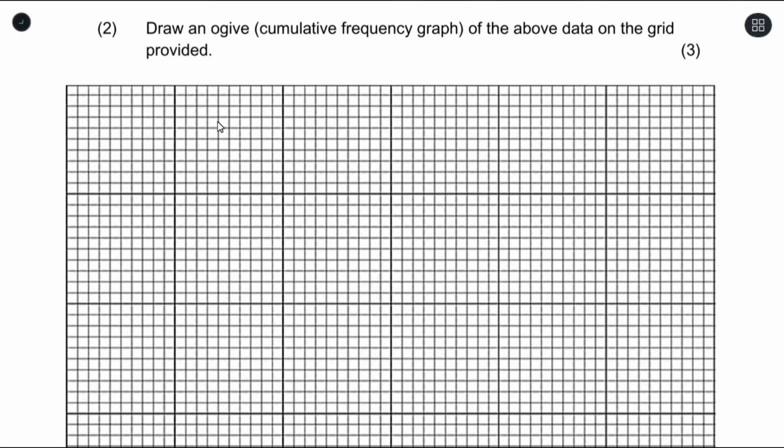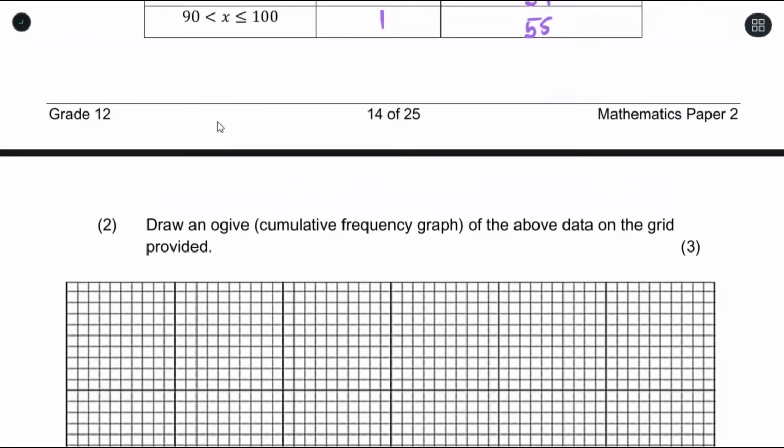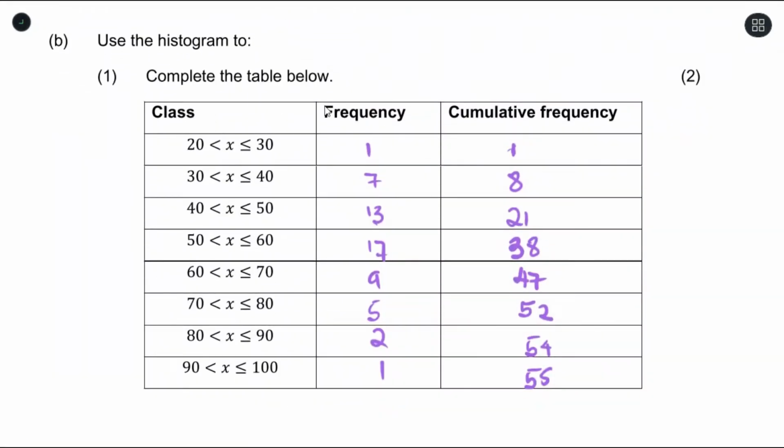And the next question wants us to draw an Ogive, right? A cumulative frequency graph for the above data. Now, to draw your Ogive, we need to concentrate on these values, the upper limit of our class and our cumulative frequency. We also need to include the first class. That's the only one where we take the lower limit, and it must be like this, right?